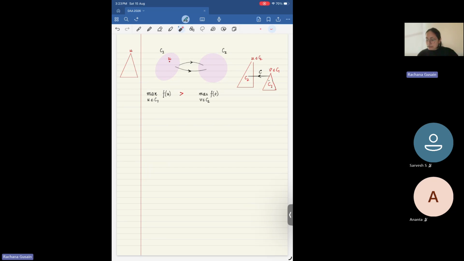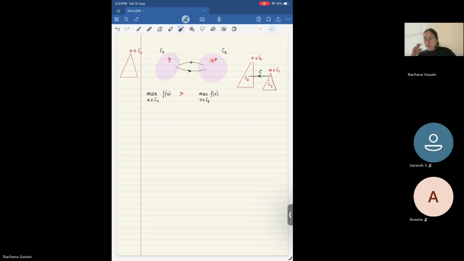The second case is if I start my DFS from some node in C2. So suppose, let me mark it as V, in C2. So let's say I begin my DFS from a node V in C2. In that case, which all nodes are reachable from V?